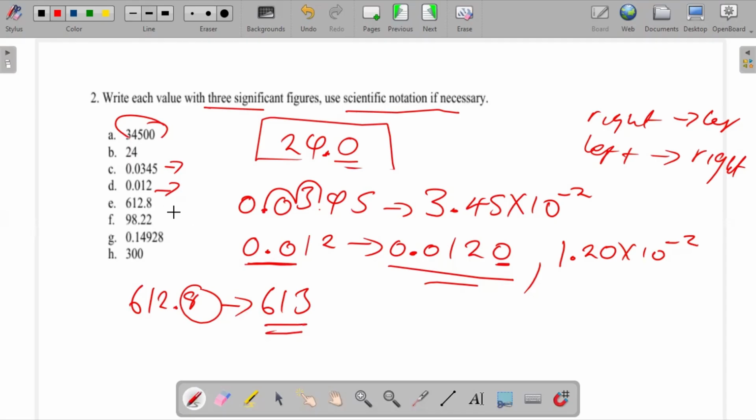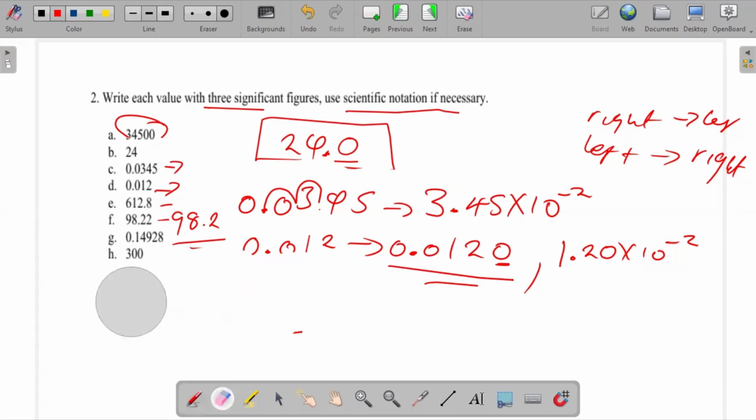So that's three significant figures, isn't it? What of the next one? Same principle. We are just going to drop the 2 there. It's less than 5, so we're going to drop it. So we end up having 198.2 as our final answer, isn't it? Okay, let's go to the next one.